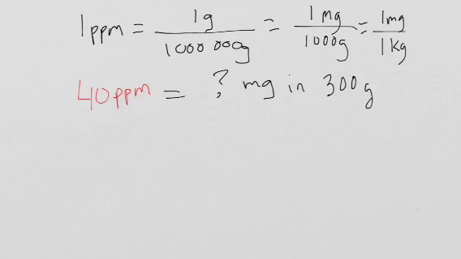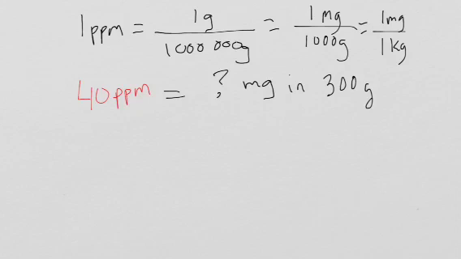So here's just a general sort of type of ppm question. I'm told that I have 40 ppm of something, and I want to know how many milligrams that is going to be in a 300 gram total volume. Okay? So, how many milligrams would a 40 ppm concentration be in 300 grams?